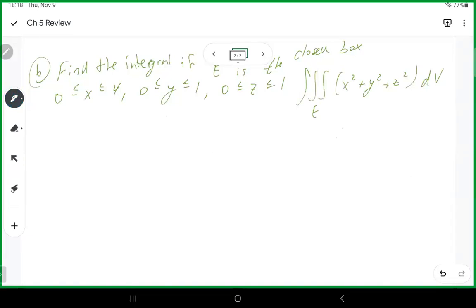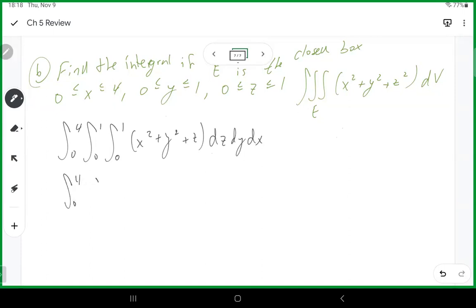So what we would do is, because f(x,y,z), which is x squared plus y squared plus z squared, is continuous on E, we're going to be able to use that theorem. So we're going to go from 0 to 4, 0 to 1, 0 to 1, x squared plus y squared plus z squared, dz dy dx. It's important that you know what your order is. And then we're just going to solve.